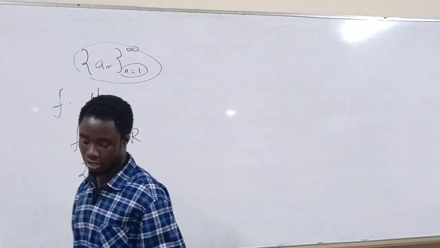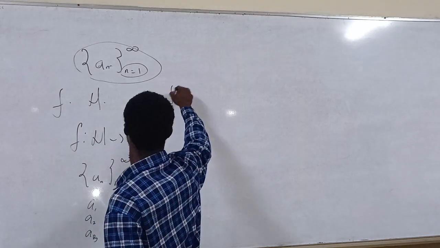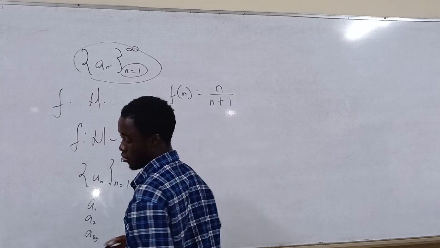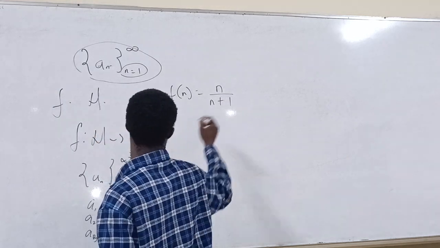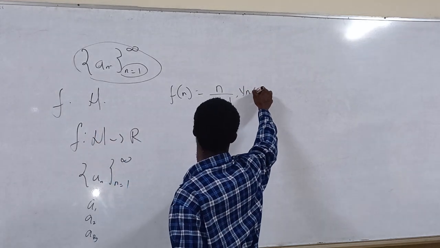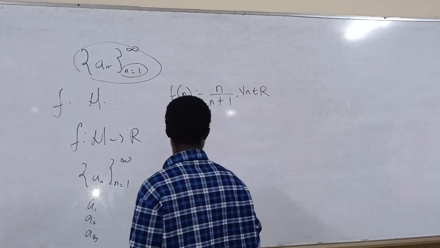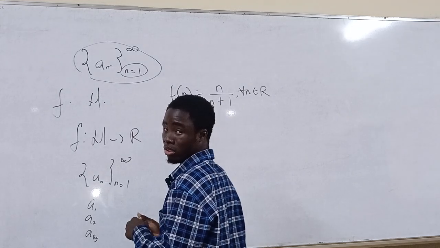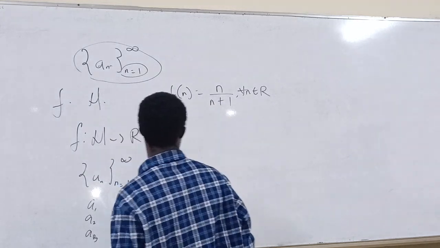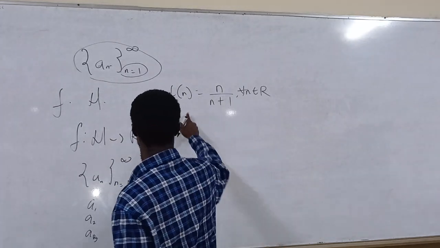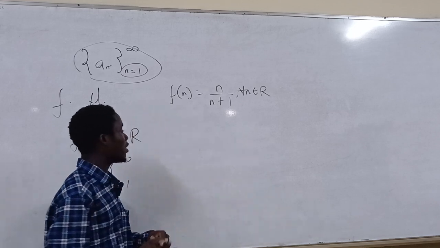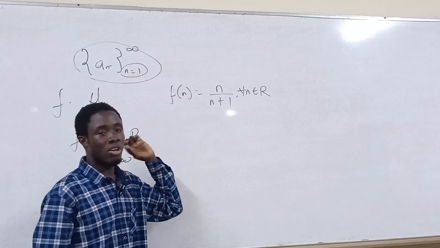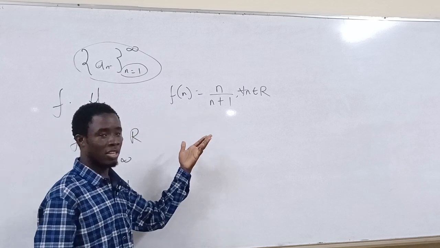So for example, if I have the function f of n being equal to n divided by n plus 1 for all n a member of R, this means that n belongs to the real numbers, right? So what happens if n is 1? What happens if n is 2? What happens if n is 3? So let's see.